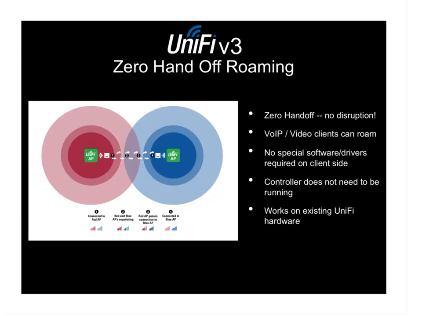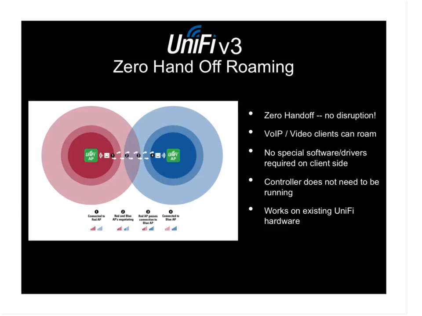With UniFi version 3, we introduced what we call zero handoff roaming. Basically, this means the access points communicate with each other and decide which access points certain clients should be associated to. If the access points decide that one of the clients could be better served on another access point, they decide amongst each other to simply hand off that client to the other access point. And the way we do this is completely transparent to the end user. The client device doesn't even know that it was transferred to another access point.